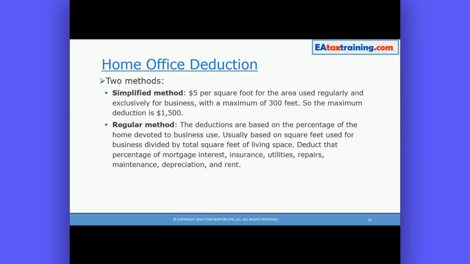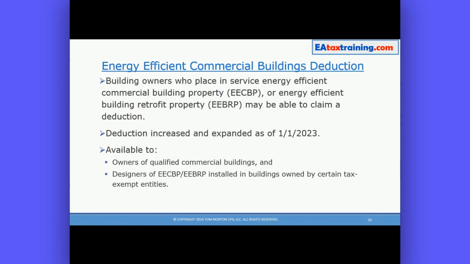So take the square feet that you use for business, exclusively and regularly used for business, divided by your total square feet of living space, and that will give you the percentage that you can use to deduct those things.